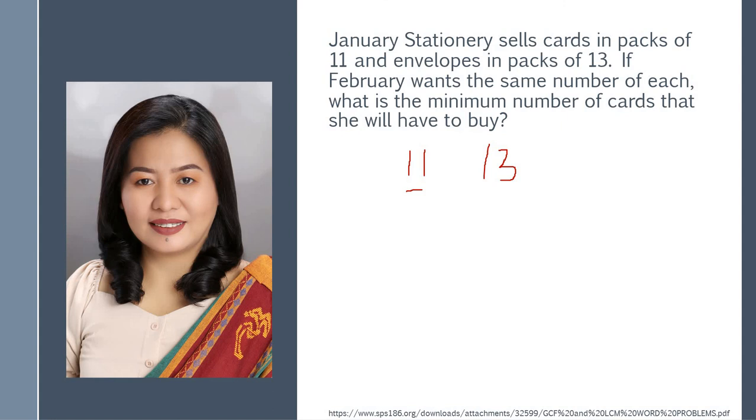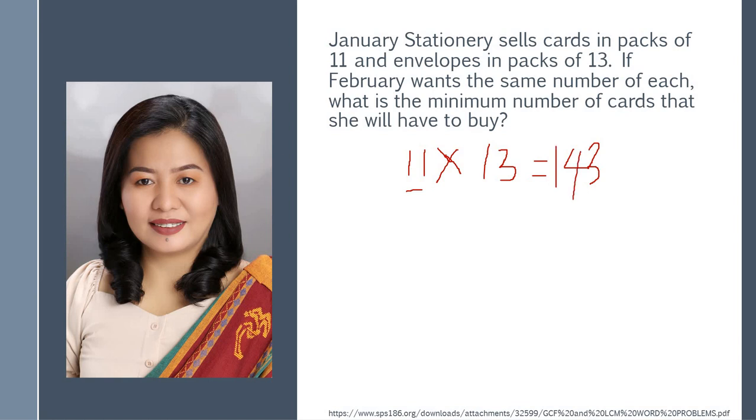So we analyze first, is 11 a prime number? Does it have any other factors aside from 11 and 1? So we can conclude that 11 is a prime number. And that also goes with 13. 13 is also a prime number because the factors of 13 are only 13 and 1. So what we will be doing is we multiply it directly. So that's 143.